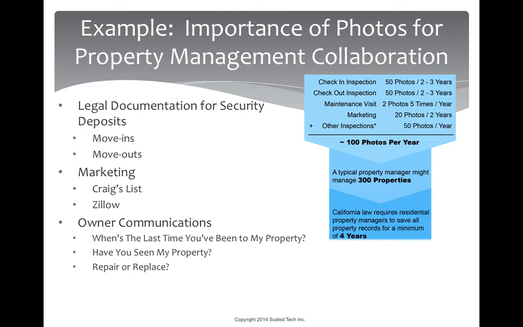So we just said 30,000, that wasn't a year. Even if you just did the bare minimum, California law requires property managers to save all property records for a minimum of 4 years. So from a law point of view, you've got to store 120,000 photos if you're telling your owners or prospective owners that you're taking 100 photos per year. So certainly that becomes an unmanageable number.